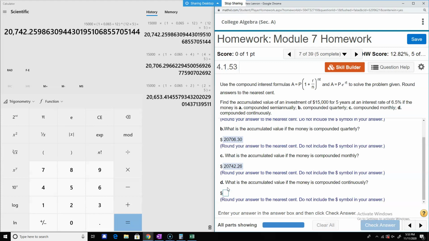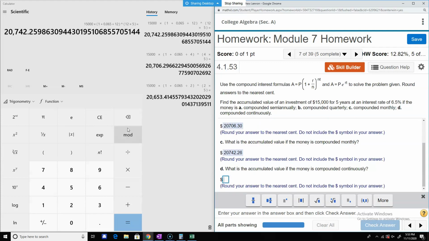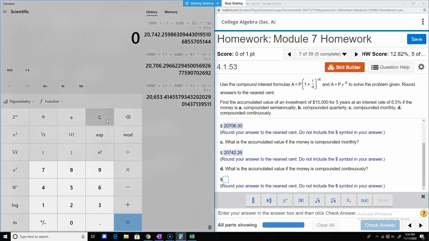And I only went through all of these because I wanted to do the one continuous example. So the continuous example, we have a much easier formula, 50,000 times E.